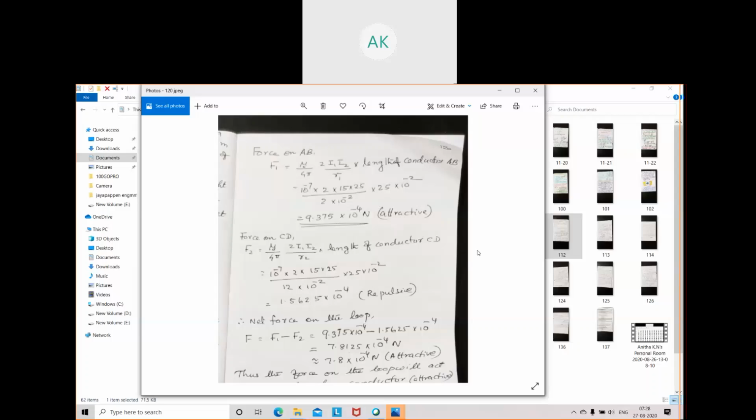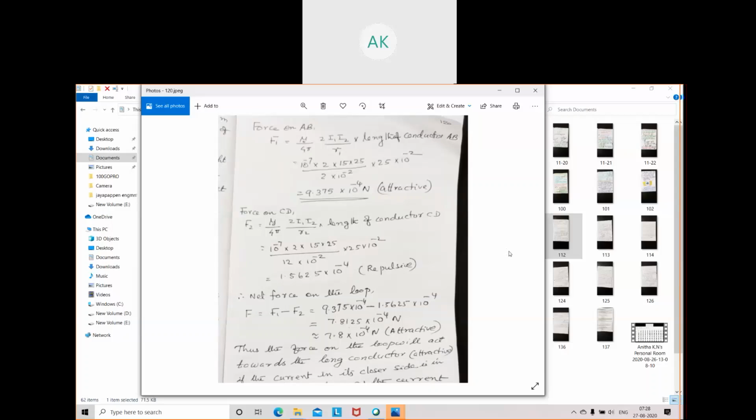Next, we can find out the force on the conductor CD, which is at a distance of 12 centimeter from it. So the only change is in the R2. The length is the same. So instead of 2, you have to write 12. So you see what is happening. Here it is 9.375 into 10 raised to 4. Here you see when you calculate the value, it is very much reduced.